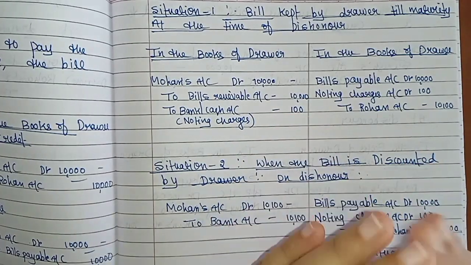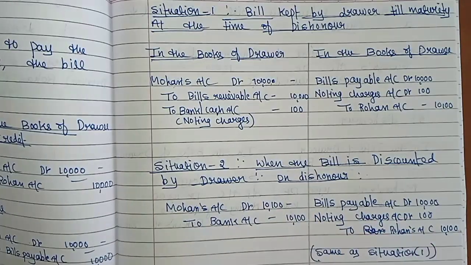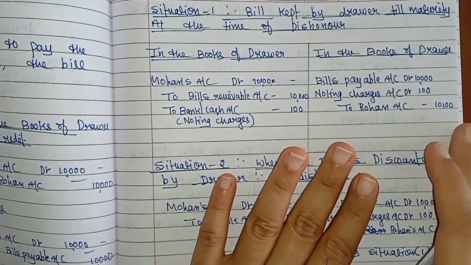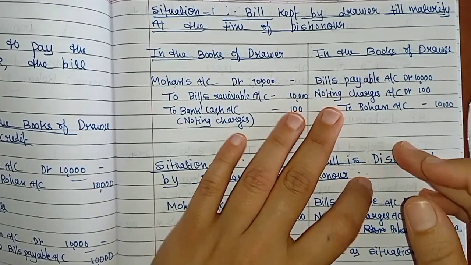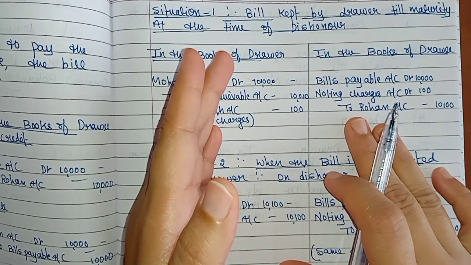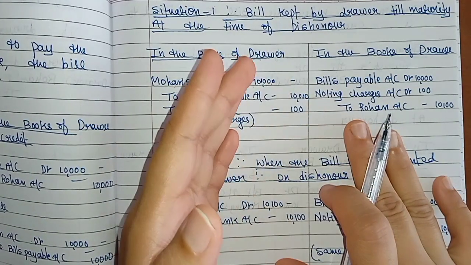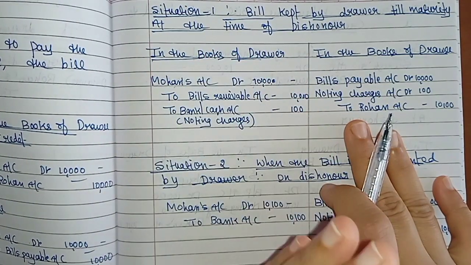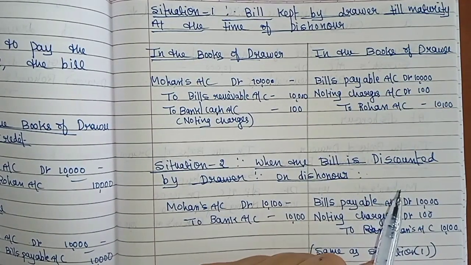But what happens? He fails to pay the amount. So then the bill is no longer considered as paid. So the liability must be brought back into his books. Mohan again becomes liable to Rohan. This is called restoring the liability.